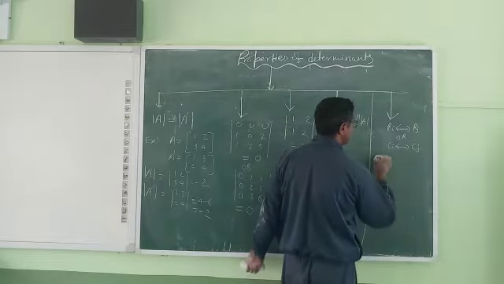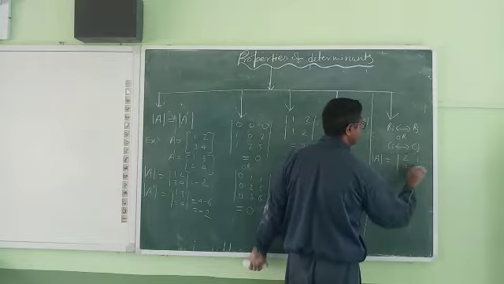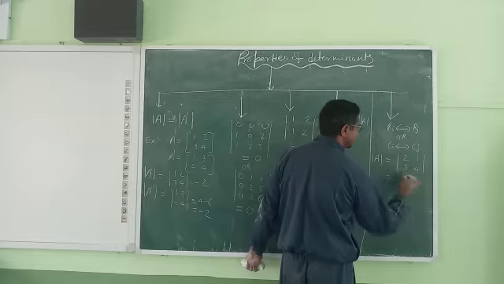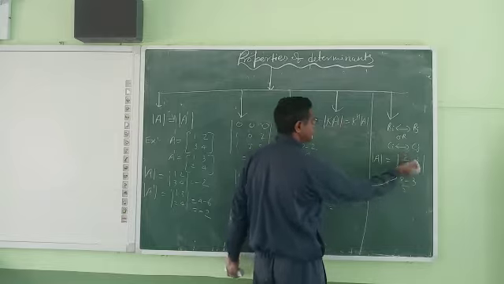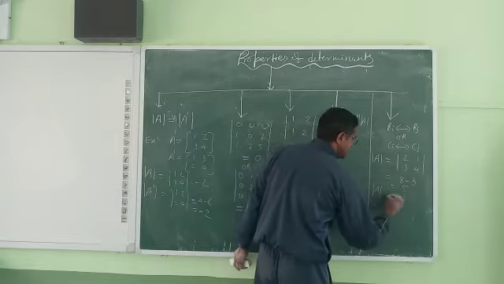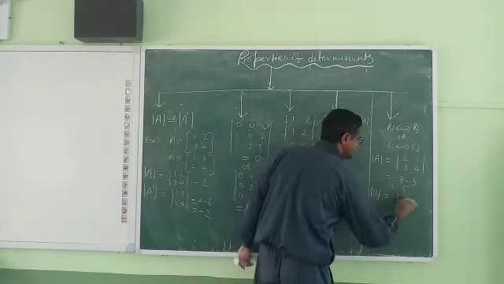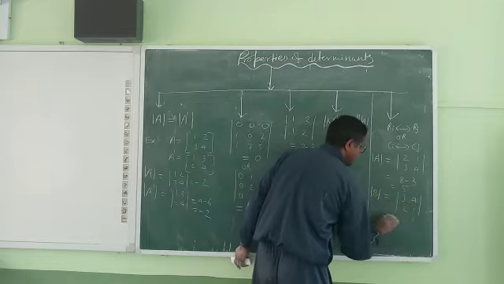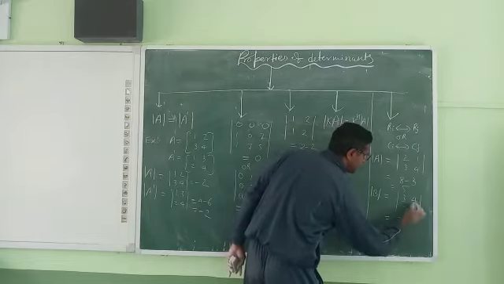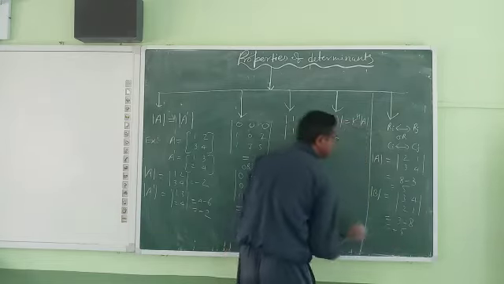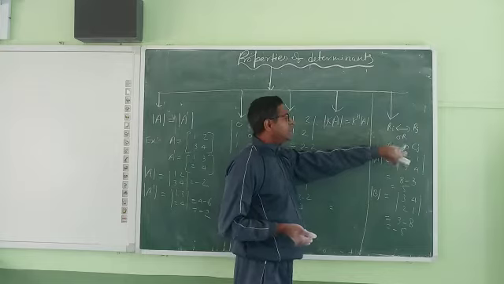Let us suppose we have a determinant A of order 2 by 2: 2, 1, 3, 4. The value of this determinant is 4 2s are 8 minus 3, equal to 5. If I interchange the first row and second row, the new determinant B will be 3, 4, 2, 1. You will get the answer negative of 5: 3 1s are 3, 4 2s are 8, so 3 minus 8 is minus 5, because the sign has changed. In the same way you can apply it for columns.